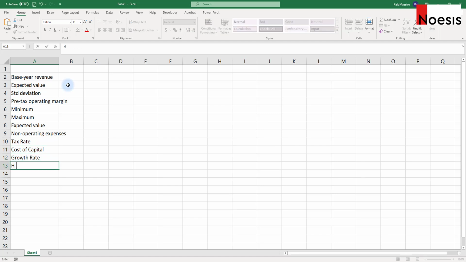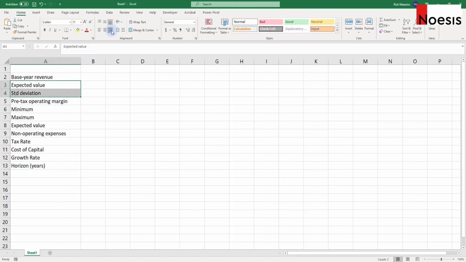And of course our horizon here is 10 years. So this is in terms of years. Let me just call it years here. So I'll just create all the labels. These are the subcategories, so I'll just align them on the right to make it clearer. This on the right as well.